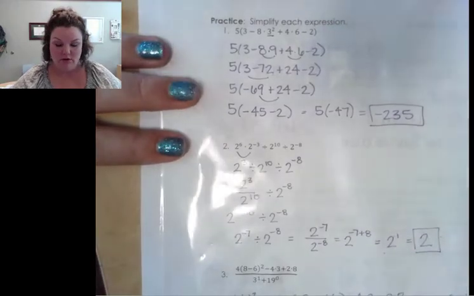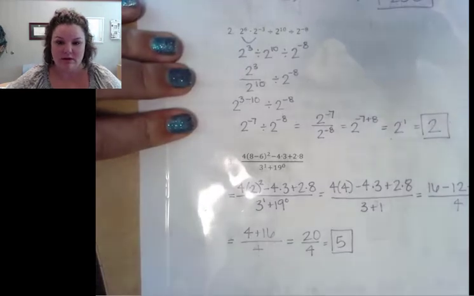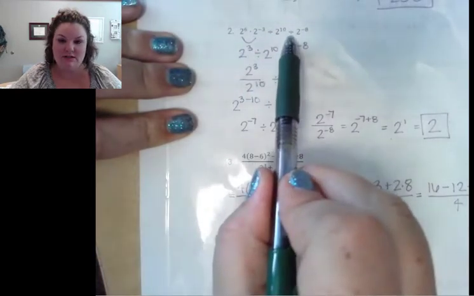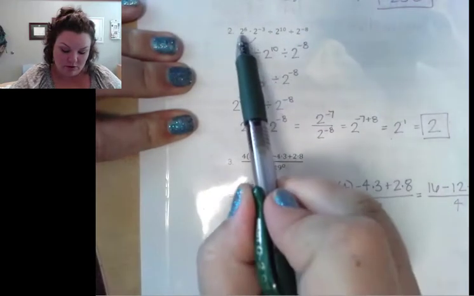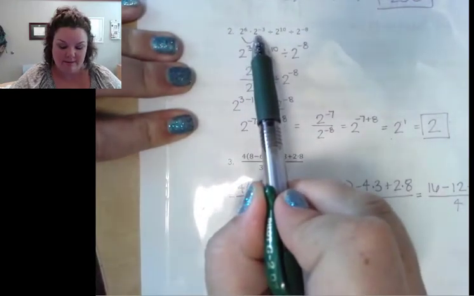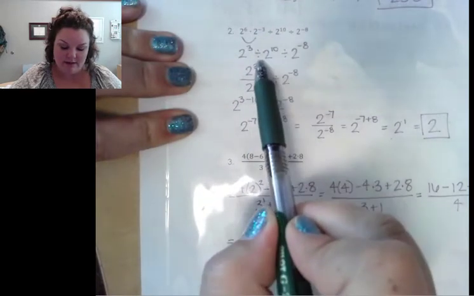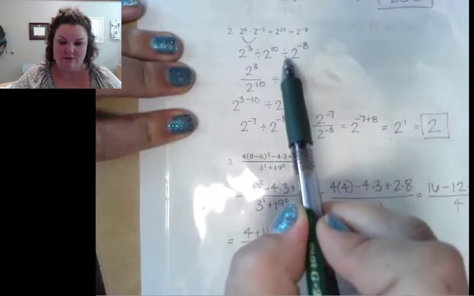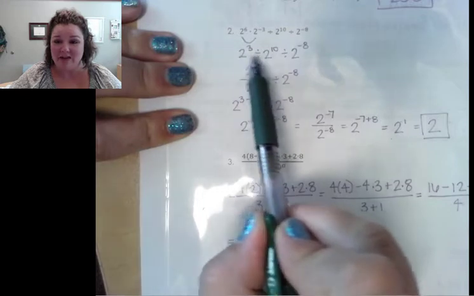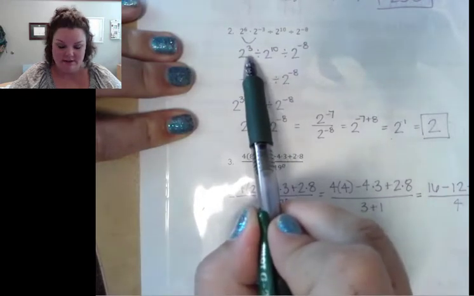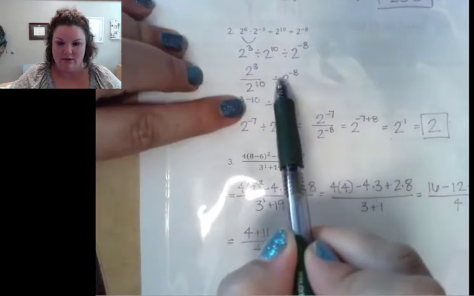Okay? Looking at number 2, this is one where we're simplifying using exponent rules. We have multiplication and divisions. Those are all on the same level, so we do it left to right. So I'm going to start with 2 to the 6 times 2 to the negative 3. That gives me 2 cubed. Okay, and then I just brought down my division of 2 to the 10th and division of 2 to the negative 8th. This one, my division, I'm going to go ahead and write it as a fraction just to help me visualize. So I have 2 cubed over 2 to the 10th. And then again, I brought down this 2 to the 8th.